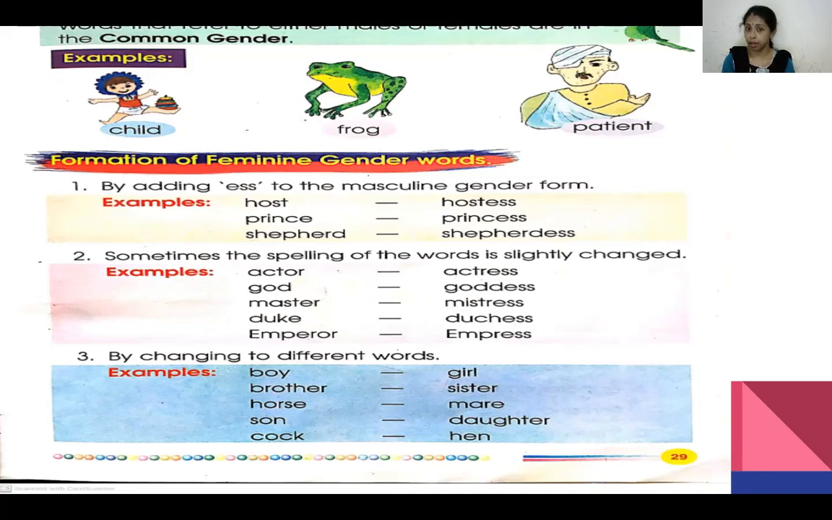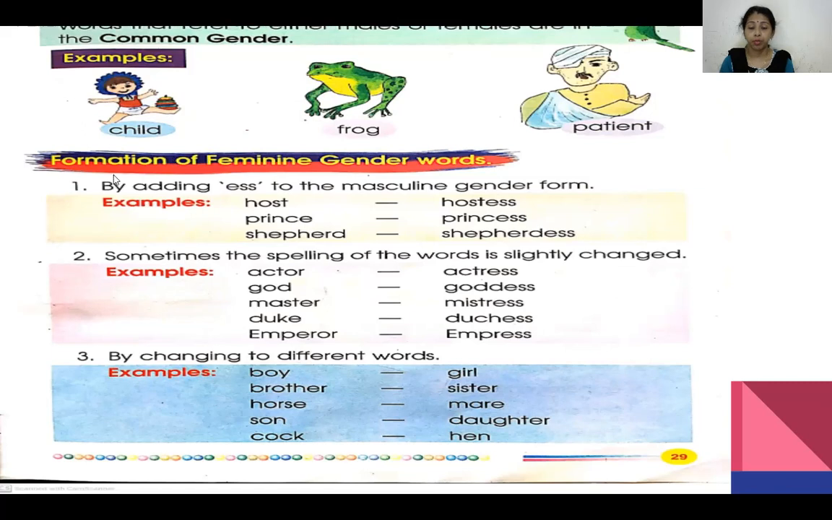Is the child female or is the child male? But I said the child is playing with the toy. That means it may be girl, it may be boy. So the word child represents both female and male. So this type of word always comes under the common gender, like patient, teacher, frog. So this type of word will always come under common gender.